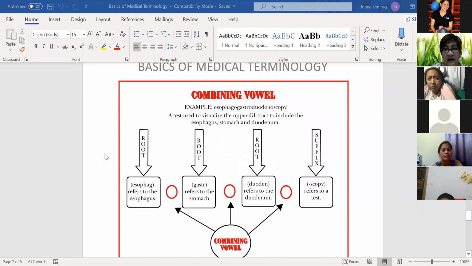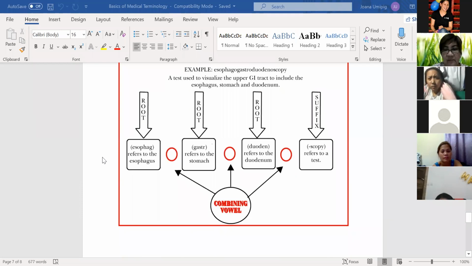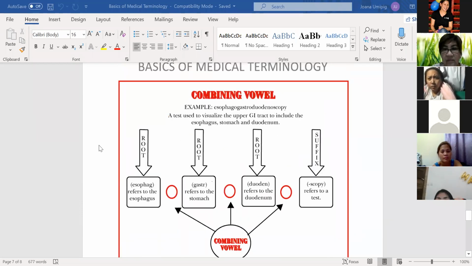So here, these are the examples again of those combining vowels. Like esophagostomy, just hold on, excuse me.